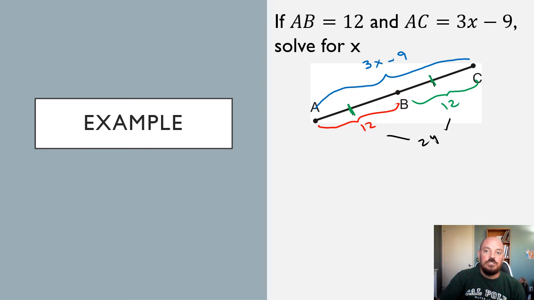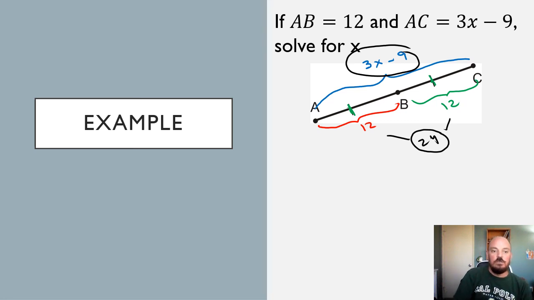And that's my equation. So the 3x minus 9, which was the whole thing, all the way from A to C, has to equal 24, which is also the whole thing from A to C. And that's the equation we're going to solve. So I'm going to go off to the side here. I'm going to say 3x minus 9 equals 24, and I'm going to solve for x.